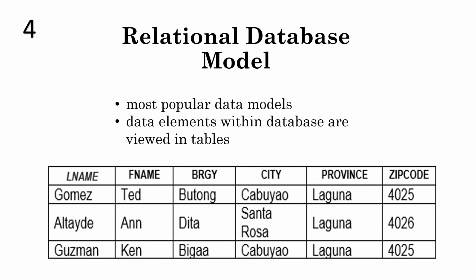Relational database model. The relational database model has become the most popular data model because all data elements within the database are viewed as being stored in the form of simple tables, which are referred to as relations. It organizes the data in table format consisting of rows and columns, as seen in the example.